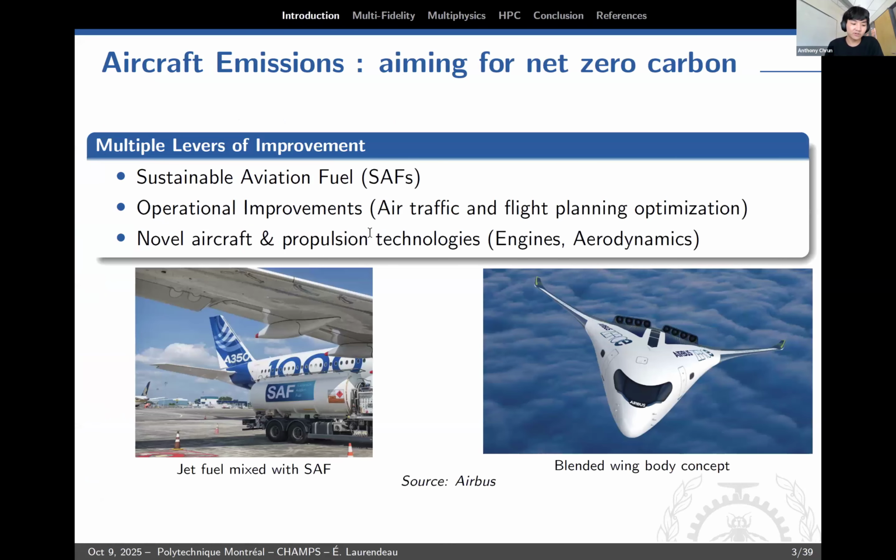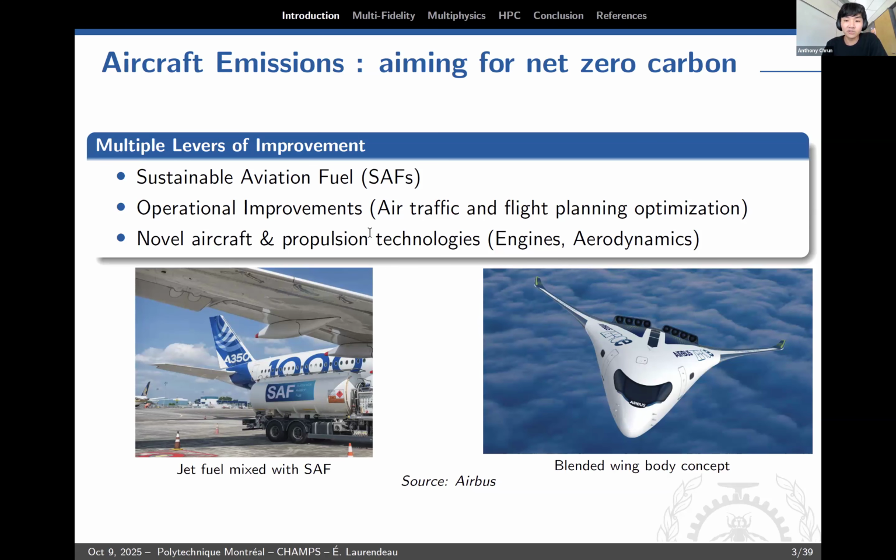To give a bit of context, the airplane industry has set a common goal for manufacturers to reach net zero carbon emissions by the year 2050. There are multiple key areas of development in order to achieve that target. For instance, the development of sustainable aviation fuels, operational improvements such as optimizations in air traffic and flight planning, and crucially, new aircraft and propulsion technologies such as more efficient engines and better aerodynamics.